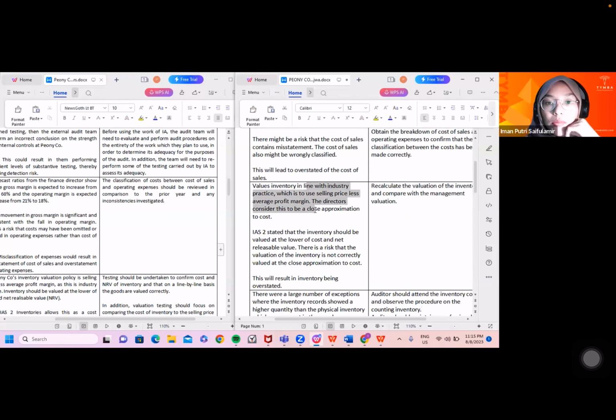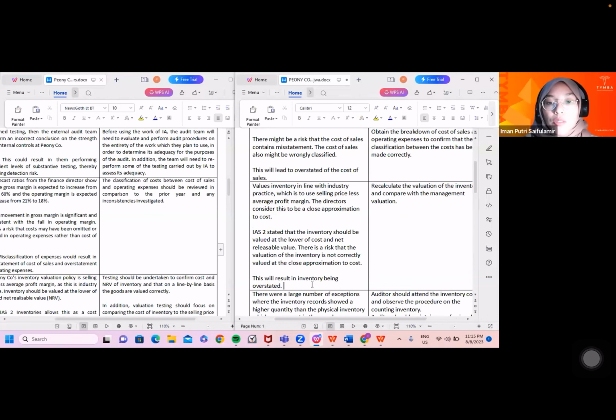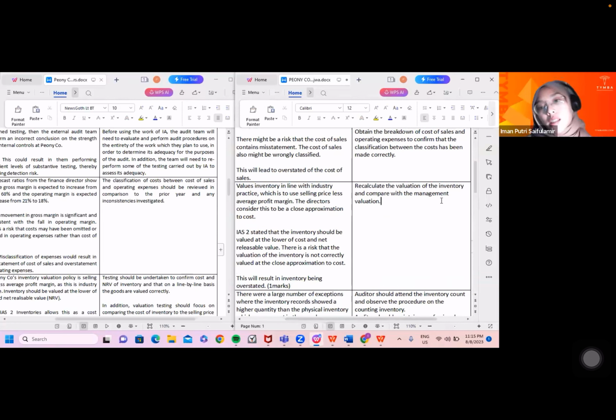Next is on the inventory. IAS 2 states that inventory should be at the lower of cost and NRV. There is the risk that the inventory is not correctly valued at the close approximation to cost. This will result in inventory being overstated. I can give this 1 mark. Recalculate the valuation of inventory and compare with management's valuation. Basically, this is correct. Maybe how you can make this more complete is to talk about why we are doing this. So I will give this 0.5 marks.